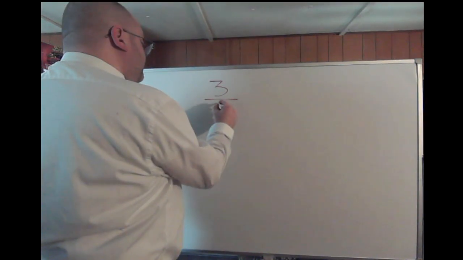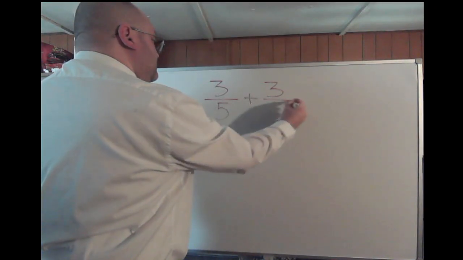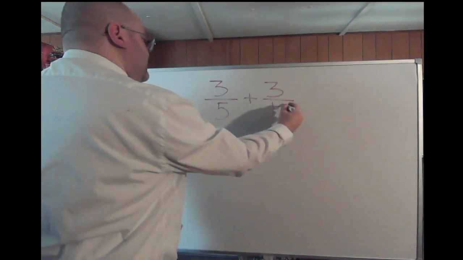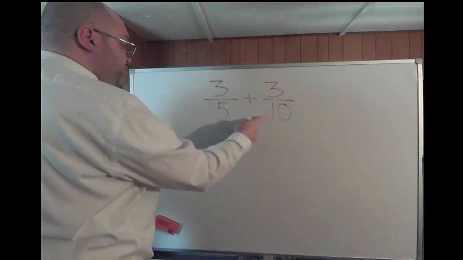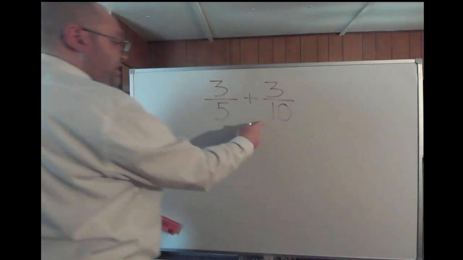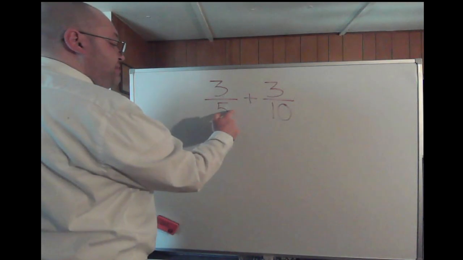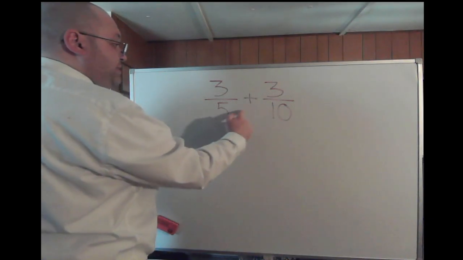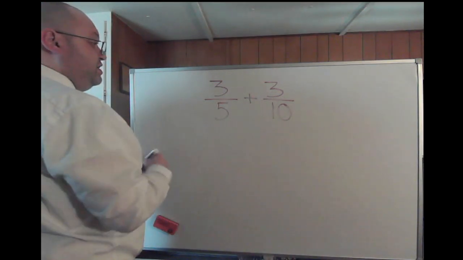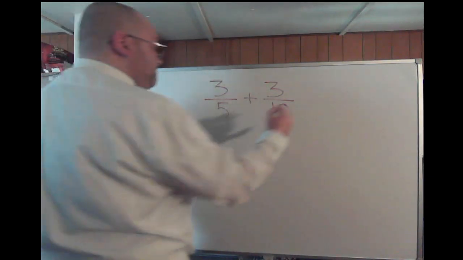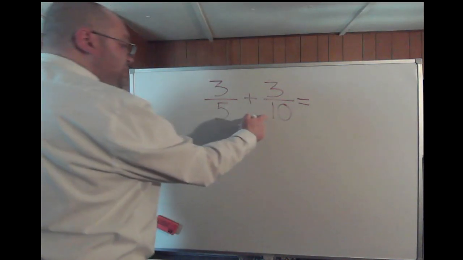So let's say you have 3/5 plus 3/10. Well, if we remember, to add or subtract fractions, you need to have a common denominator. You need to find the least common denominator. How you do that is you find the least common multiple of the two numbers that make up the denominator. You need to find the least common multiple of 5 and 10, which in this case would just be 10. So your least common denominator would be 10.